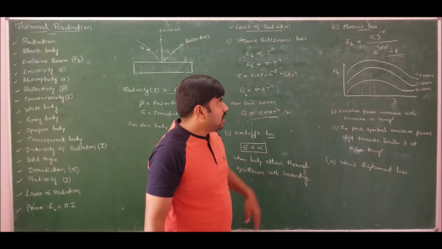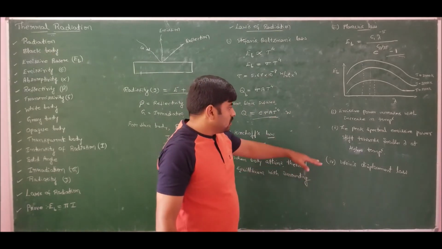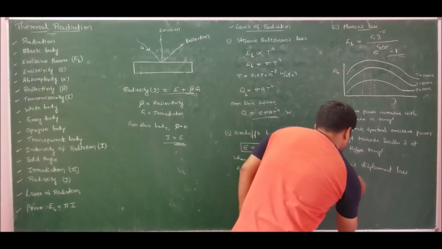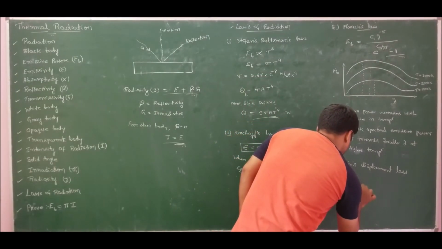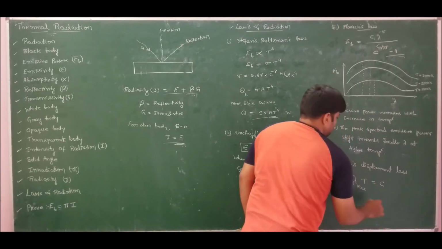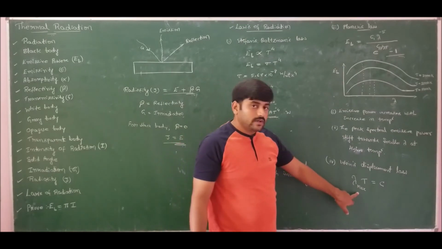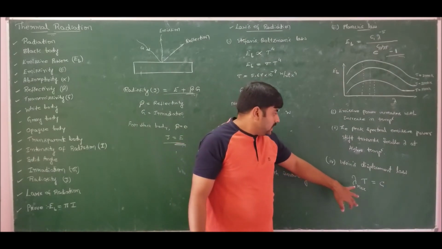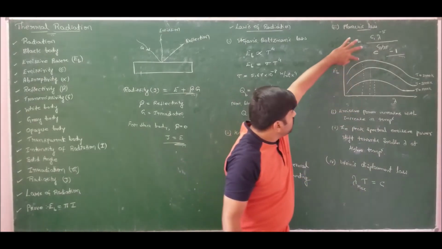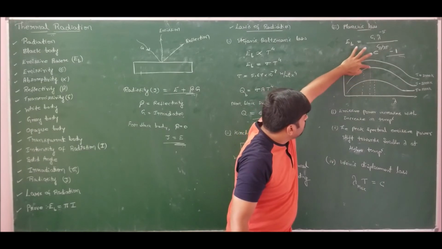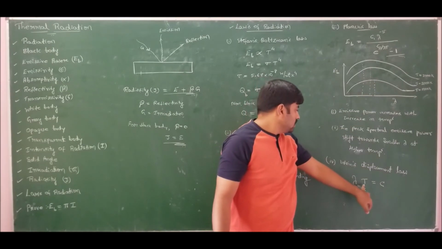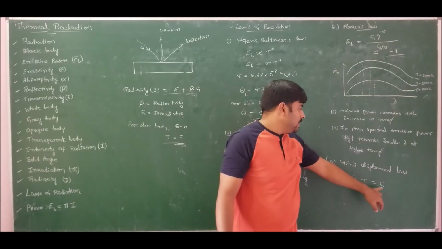This Wein's displacement law is based on Planck's law. Wein's displacement law states that the product of the wavelength corresponding to maximum emissive power and the absolute temperature is equal to a constant. This is not the maximum wavelength. Understand properly, it is the wavelength corresponding to maximum emissive power, and its multiplication with the absolute temperature will be constant.